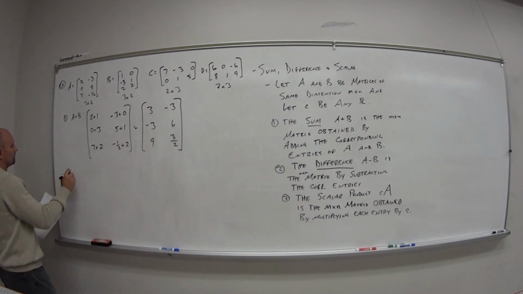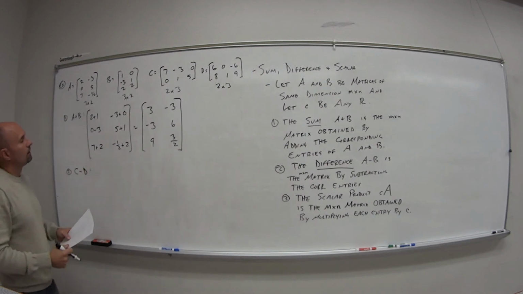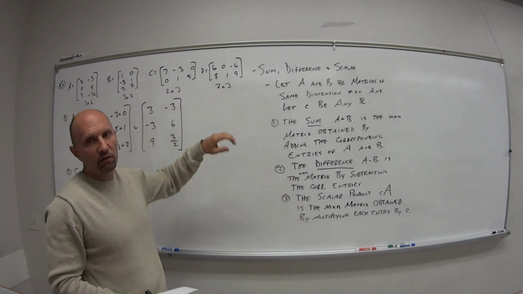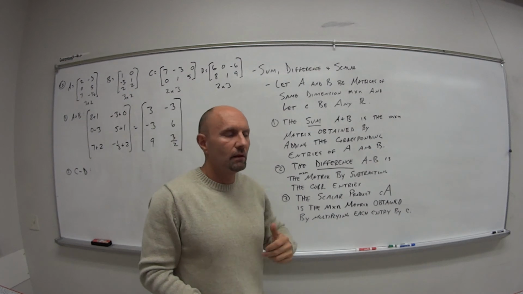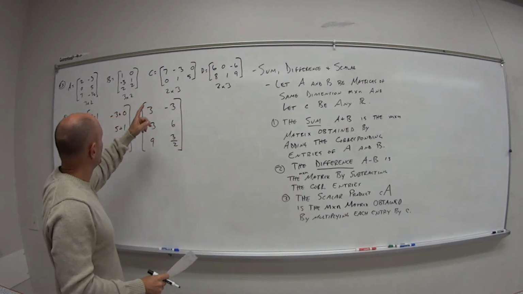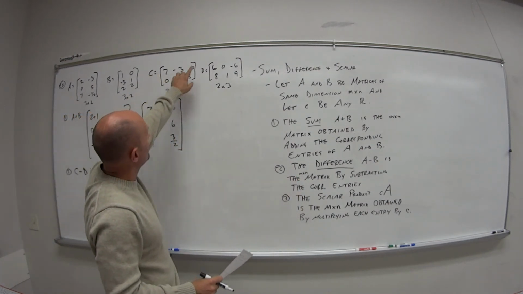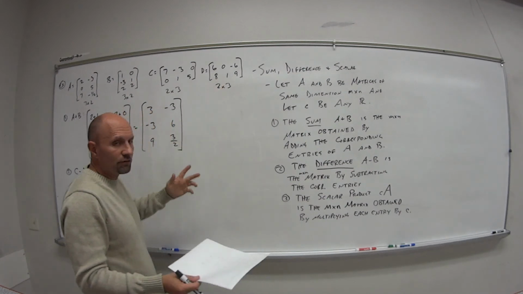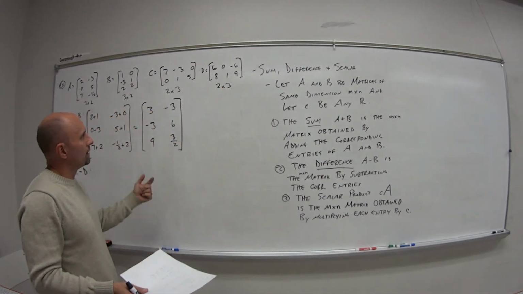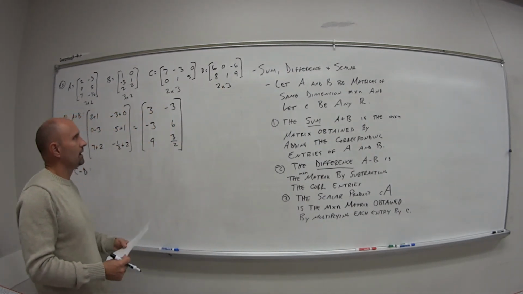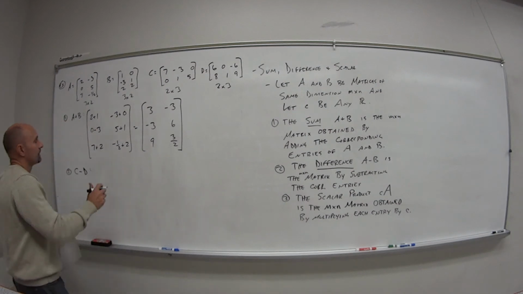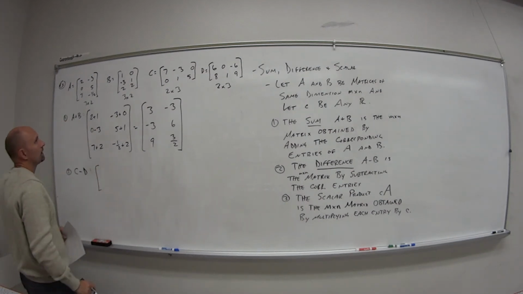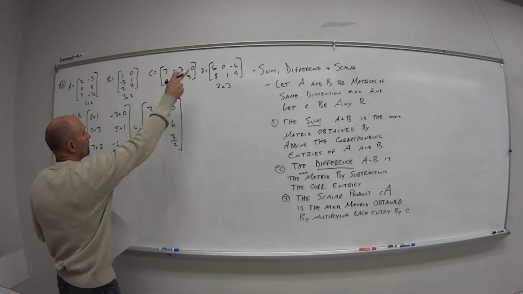How about C minus D? So are they the same dimension? 2 by 3? Yes, they are. So I'm going to subtract the values of D from the values of C. Go ahead and try that. Hit pause if you want. Work it out. Hit play. See if you got the right answer. All right, so we get what here?